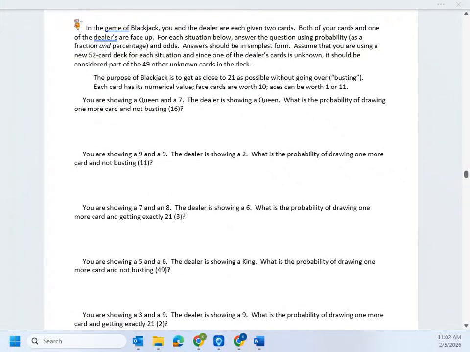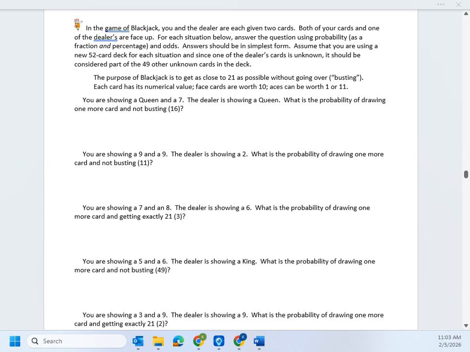In the game of blackjack, you and the dealer are each given 2 cards. How many of us have played blackjack? I know some people like to play it when we have game time. Yeah, there's quite a few of us that have played blackjack. Both your cards and one of the dealer's cards are up. But because it's a game of chance, one of his cards is flipped over. We don't know what it is.